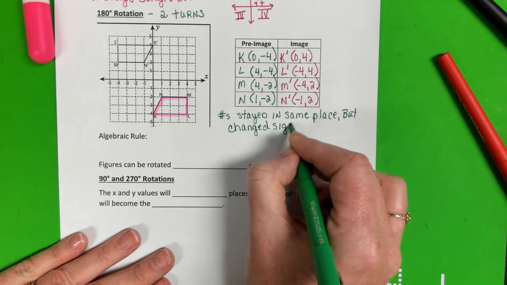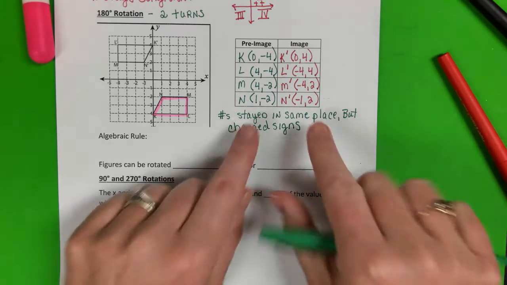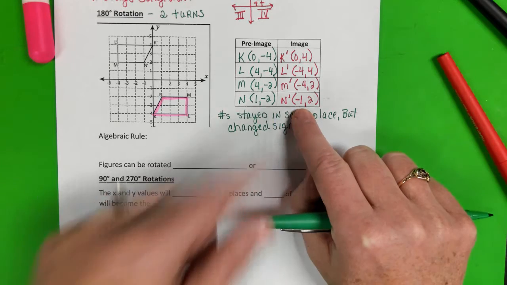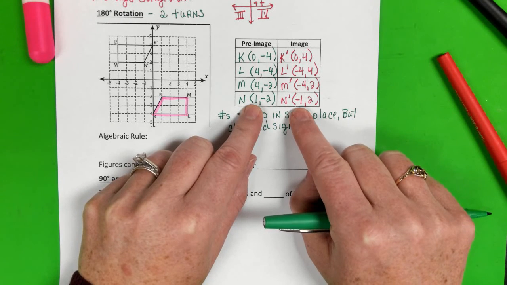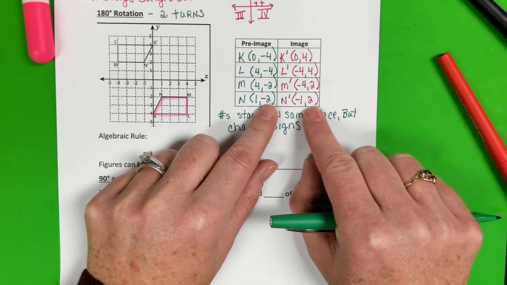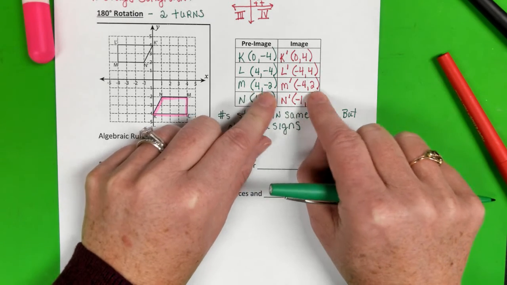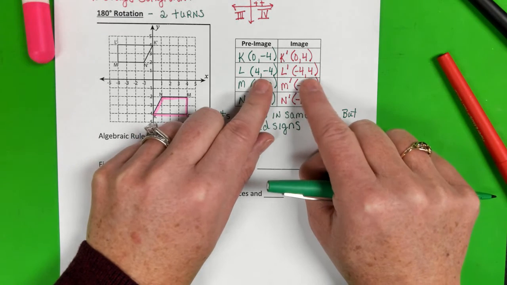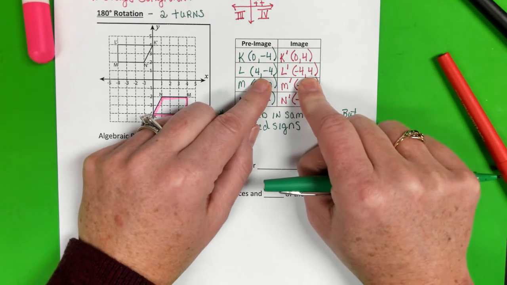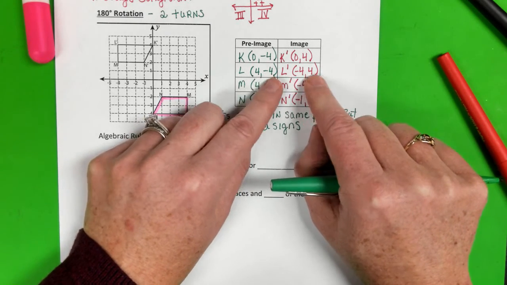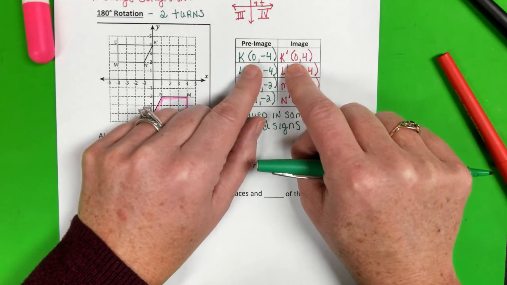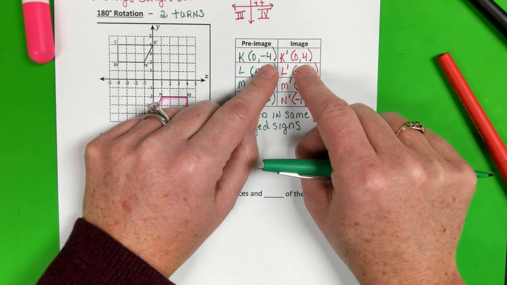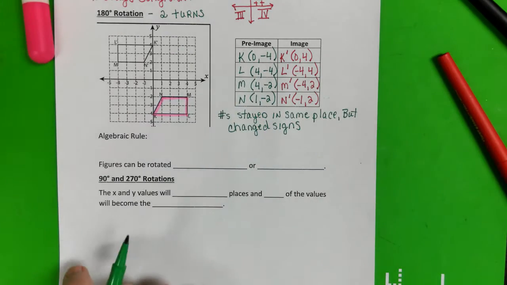So let's look at point N. You see how we still have a 1 and a 2 as the x and the y, but it went from positive 1 to negative 1, and from negative 2 to positive 2. Here, same place, but we went from positive to negative, negative to positive. Here it kind of looks like they switched places just because they're both 4s, but really all we did was change signs. Here 0 can't be positive or negative, so it's just 0, but do you see how the 4 changed signs?